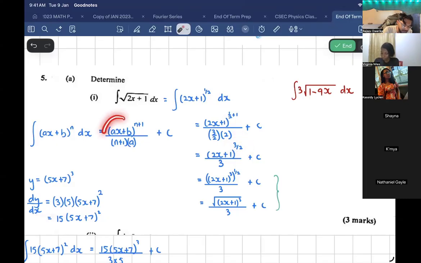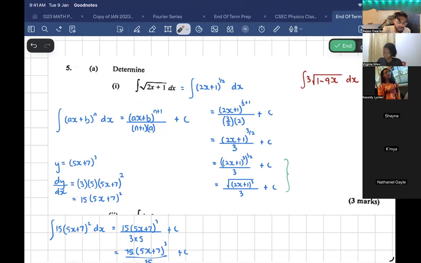Now, if we're utilizing this, in the denominator, it says n plus 1 by a. Now, of course, n plus 1 is a new power. So, Kamaya, talk to me. Why did we add 1? The reason we add 1 is because we're reversing a chain rule. For now, just accept it. When we go further into differentiation and you understand the chain rule, you'll see that what I'm doing here is just reversing the chain rule.